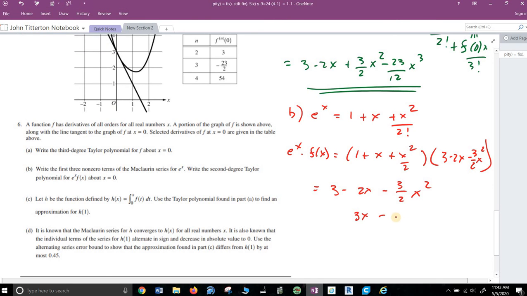X minus 2x squared, and then plus 3 halves. That's wrong. It should be positive up here. It should be positive here. Plus 3 halves x squared.